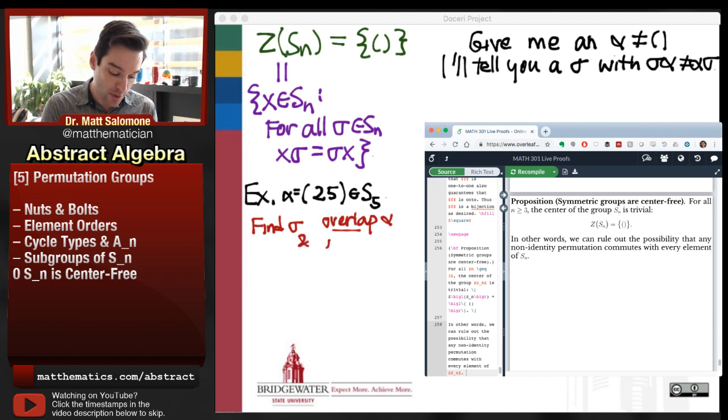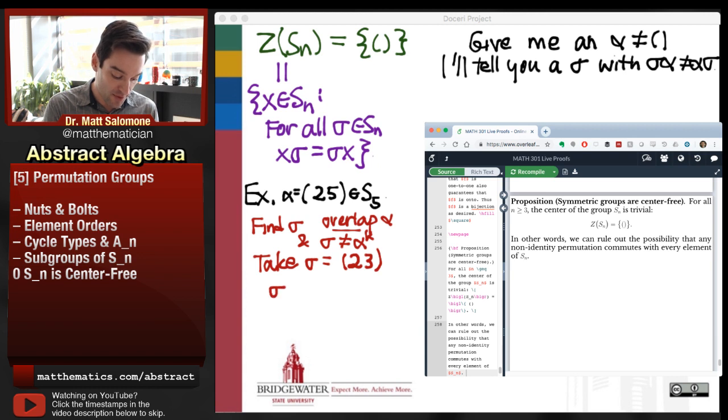But also, I don't want sigma to equal alpha, because every element commutes with itself. And I also don't want it to equal any power of alpha, because all the powers of alpha commute with one another. That includes the inverse, so I also don't want it to be the inverse of alpha. So I think the best way to do this is to take sigma to be a transposition that takes one of my symbols that's already a part of alpha, let's say 2, and transposes it with a symbol that's not a part of alpha, let's say (2 3). Right?